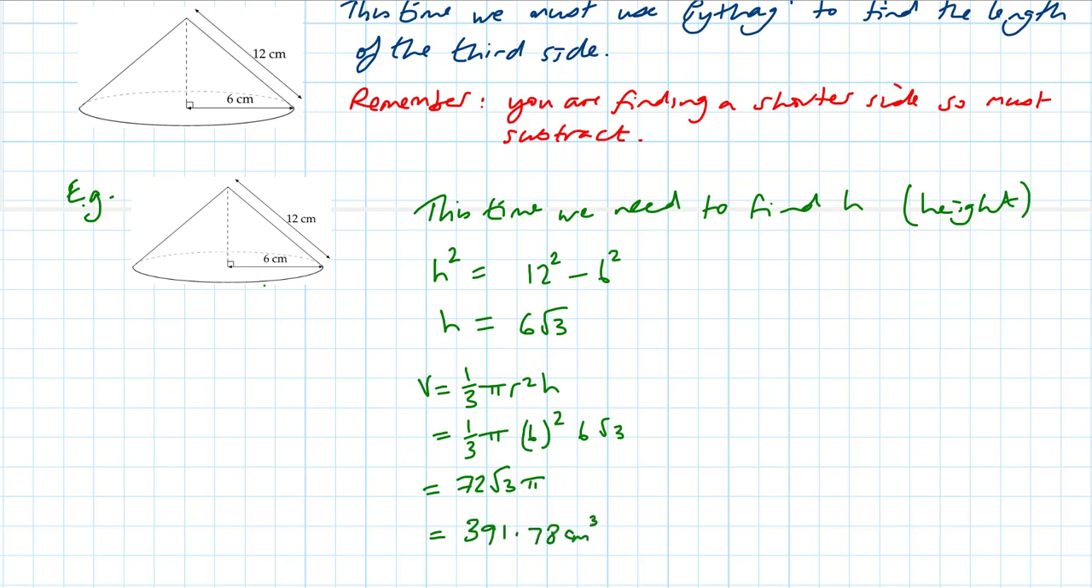To find the curved surface area, it's a little bit easier now because in this case we actually are given all the information we need. It's a case of substituting straight into our formula, working out the answer in terms of pi, and then to our given degree of accuracy once more.